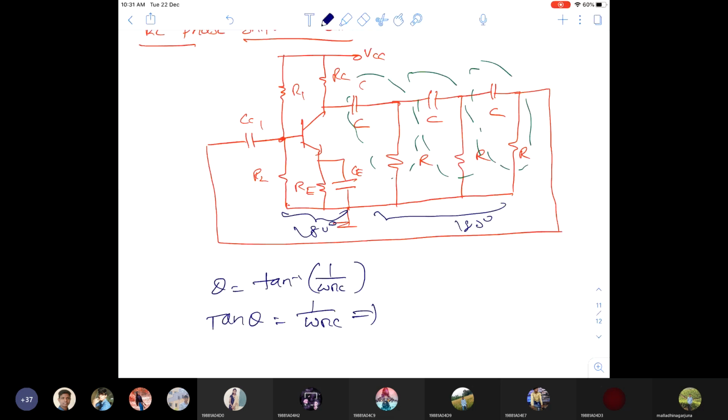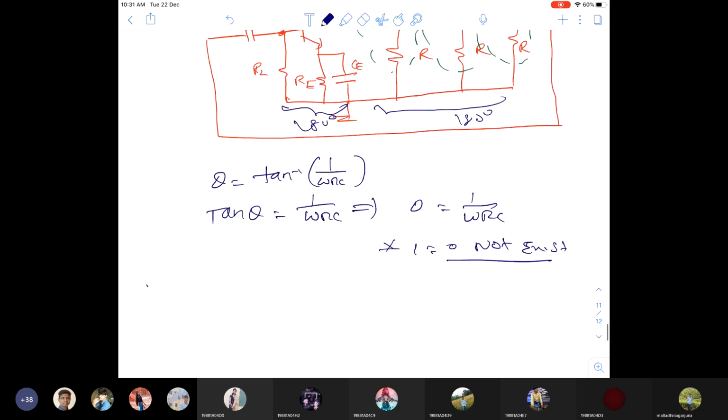If we take 180 degrees with a single RC, theta is 180. What is the tan 180 value? Infinity, am I right? Sorry, tan 180 is 0. So 0 equals 1 by omega RC. From this you can write 1 equal to 0, which is practically impossible. It is not correct, so it does not exist. So we can't generate a 180 degrees phase shift using a single RC network.